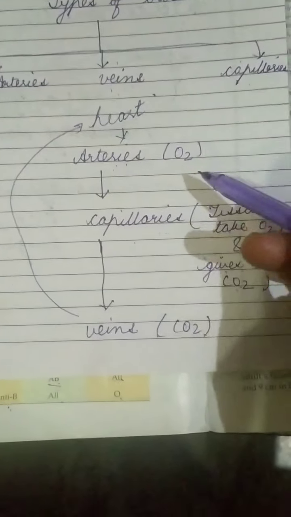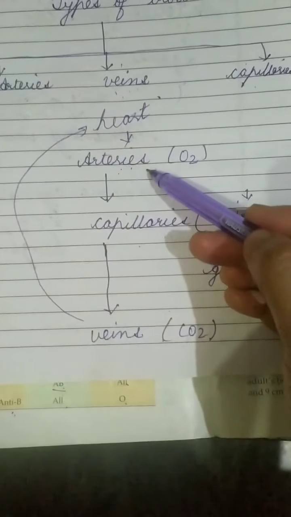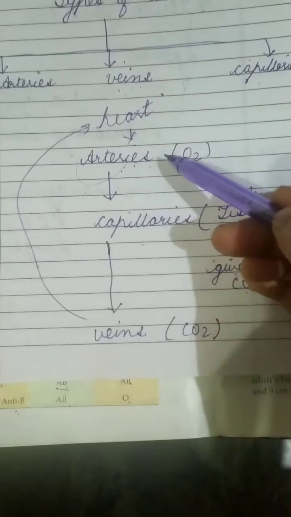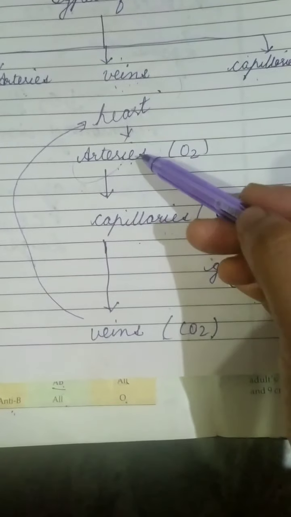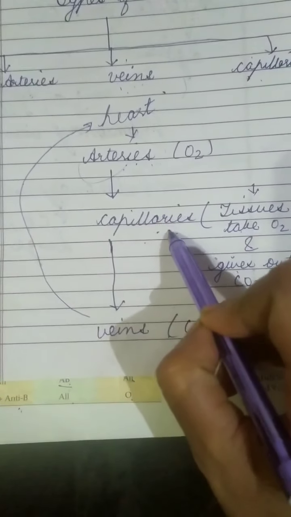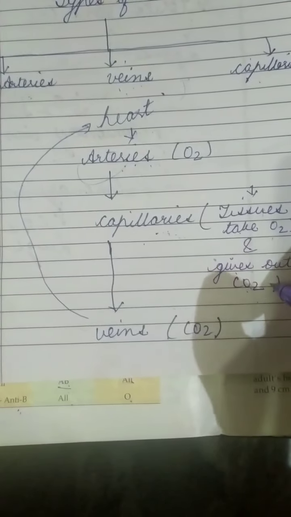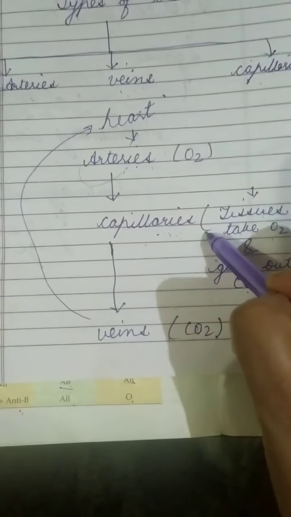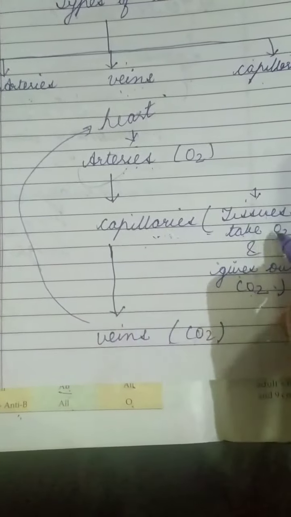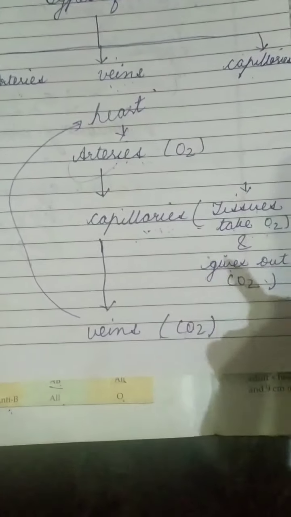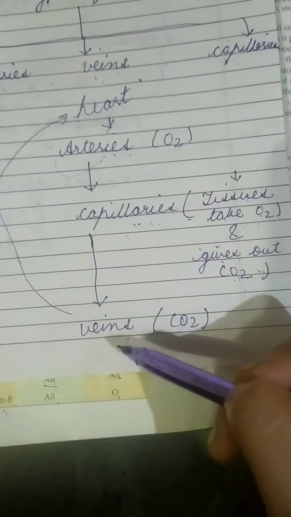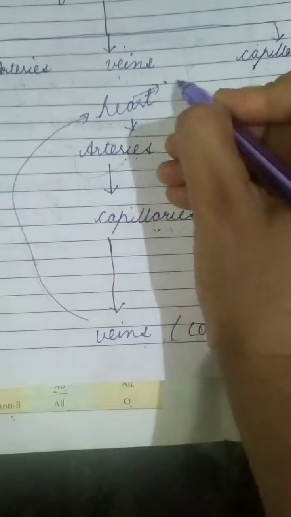From this flow chart I will tell you: from the heart, oxygenated blood through arteries reaches different body parts. Arteries reach the capillaries, then in capillaries they give oxygen to the tissue and take out the carbon dioxide, meaning from different cells. Capillaries give the oxygen and take back the deoxygenated, carbon dioxide rich blood, and then it goes to the vein. From the vein it goes again to the heart, and from the heart it goes to the lungs.